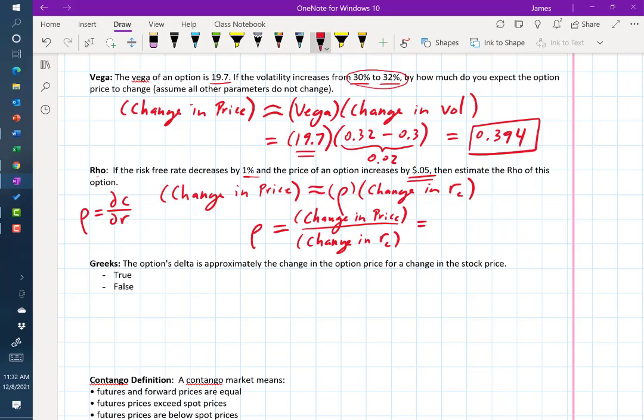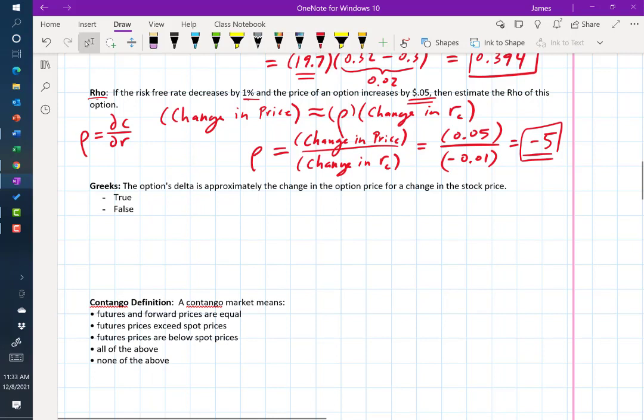So what was the change in price? The price increased by 5 cents. And what was the change in the interest rate? It decreased by 1%, and I'm doing that again as a decimal number, not as a percent. So you do this, and I'm going to get minus 5. So this would be my estimate for Rho. Okay, so be prepared to do all those calculations, or just to be given a scenario. Here I basically told you which Greek to use. I might just give you a scenario and say something happens, and you've got to pull out the correct Greek to use. All right, let's take a look at this last one.